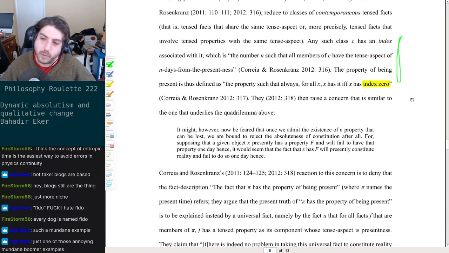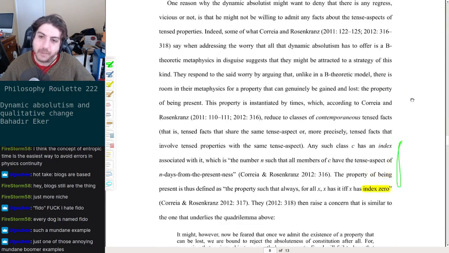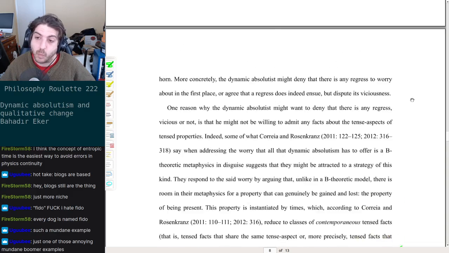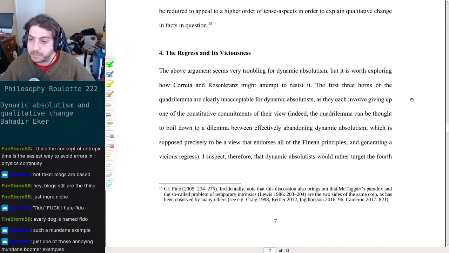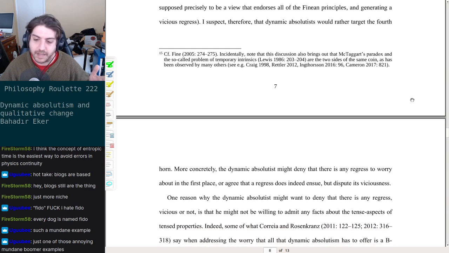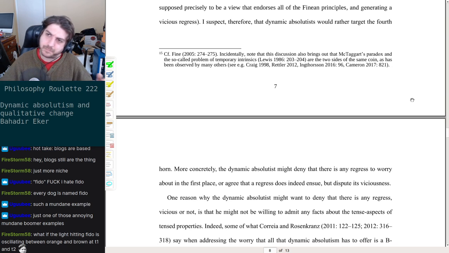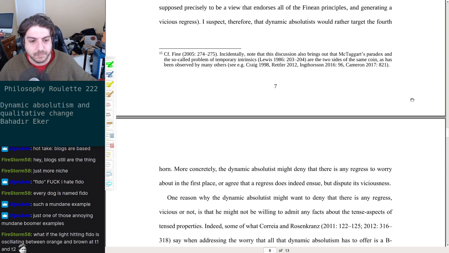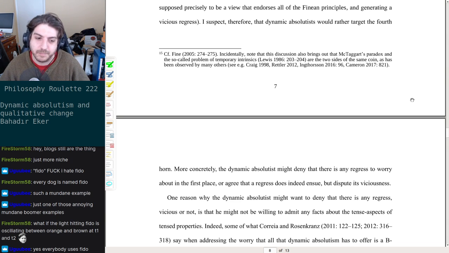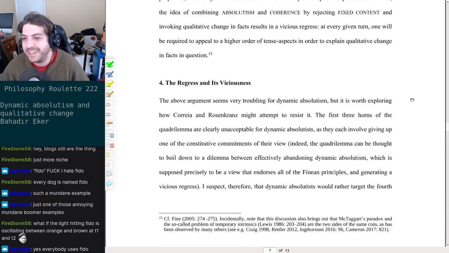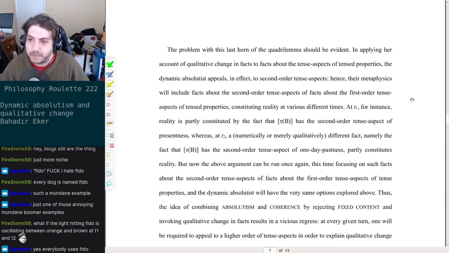I was actually wondering when I read this, was that an example that someone else had used? Like, it wasn't their original example. Did they just inherit it from Correa and Rosencrantz, and so they're just using the same example for consistency? I don't know. What if the light-hitting phyto is oscillating between orange and brown at T1 and T2? Yes, that's exactly the problem that's getting solved here. Everyone uses phyto. Yeah, different dog name maybe.